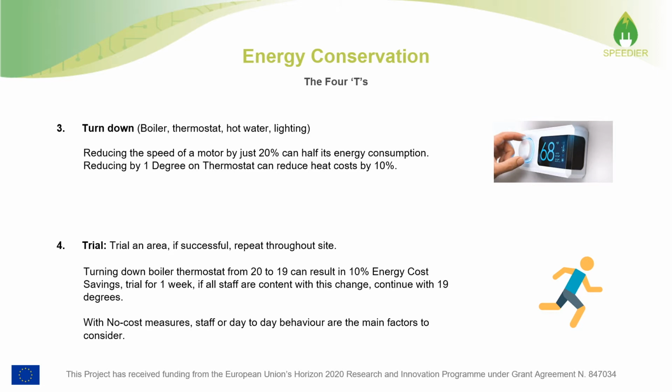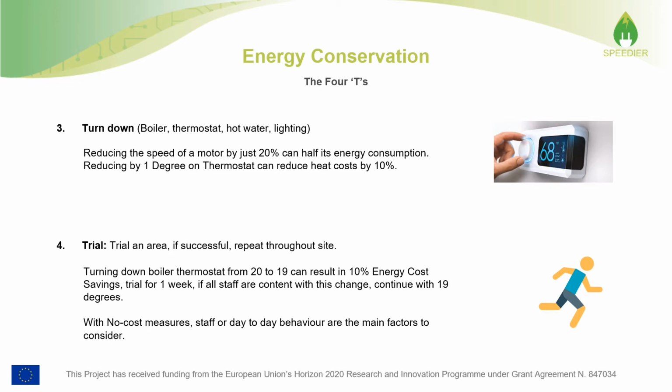Instead of 65, this 5 degrees will save you nearly 10% on every degree. That's one way you can look at it. And reducing the speed of motors and reducing the light levels as well. All this comes together as an energy saving. As it says there, reducing the speed of a motor by just 20% can halve its energy consumption. And reducing by 1 degree in a thermostat can reduce heat costs by 10%.